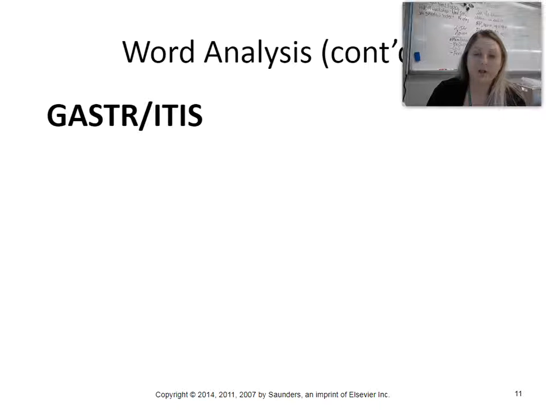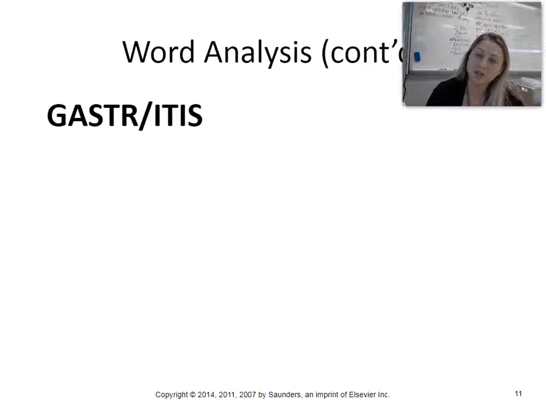Next, we have gastritis. Itis, think of it this way: arthritis, bronchitis. Okay, itis means inflammation. It doesn't necessarily mean an infection, but it means inflammation. A lot of my students get that confused because when they get bronchitis, it's usually because they're sick. So it's really important to know that itis specifically means inflammation.